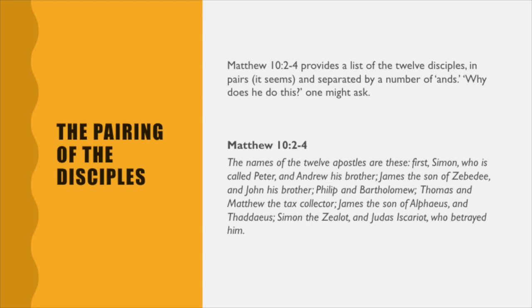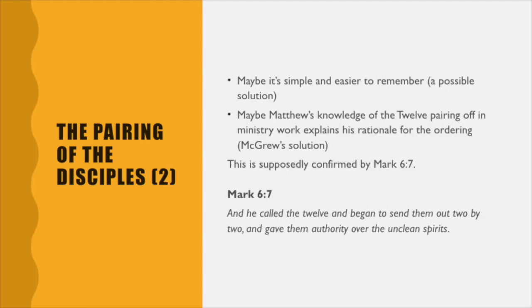Matthew 10 provides a list of the 12 disciples, in pairs, it seems, and separated by a number of ands. Why does he do this, one might ask? And there I provided the verse for you. You can see that there. Some of you are already quite familiar with this. Maybe he does it because it's simple and easy to remember. This is a possible solution that Lydia mentions, but she thinks there's a preferable one. Maybe Matthew's knowledge of the 12 pairing off in ministry work explains his rationale for the ordering.